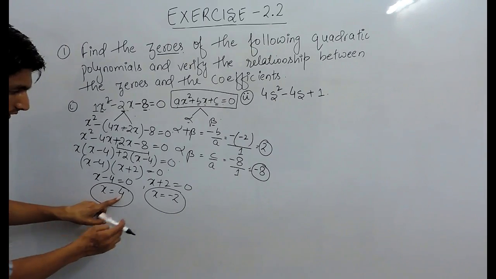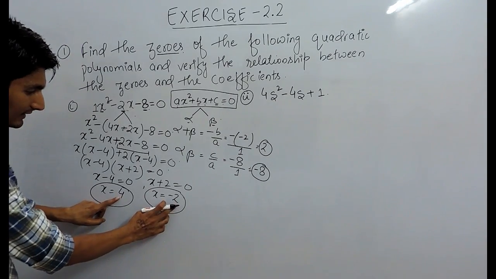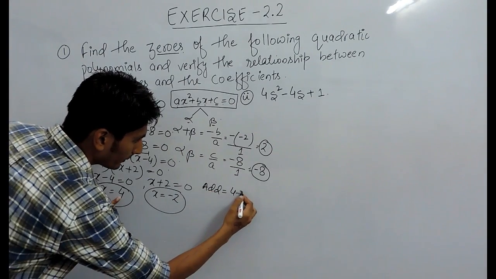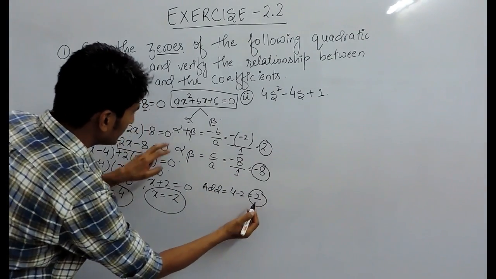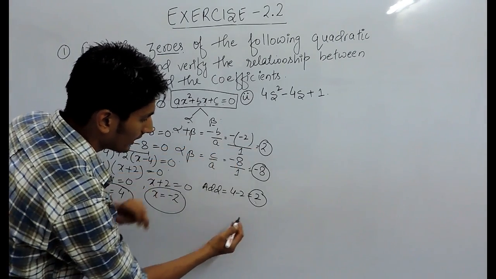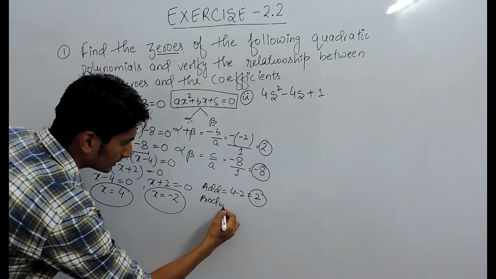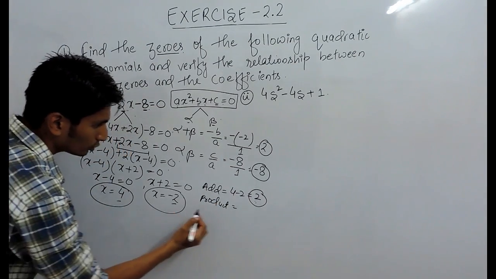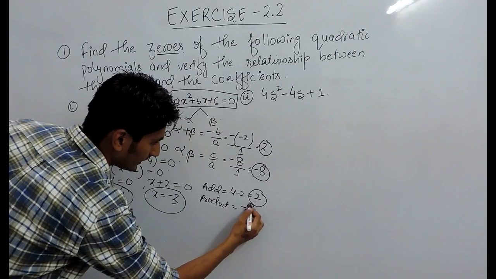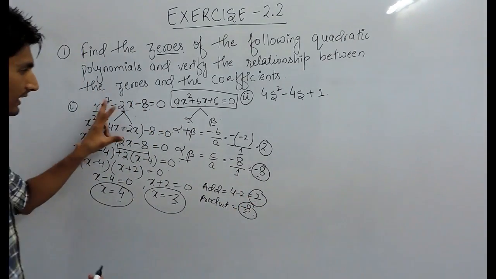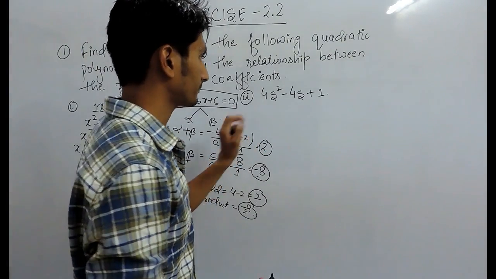So our zeros are 4 and minus 2. Adding these will give 4 minus 2, which is 2. So obviously the sum of roots is the same. After that, you have to find the product. So 4 into minus 2 is basically minus 8. So obviously the product of roots is also the same. Similarly, you have to solve this question.